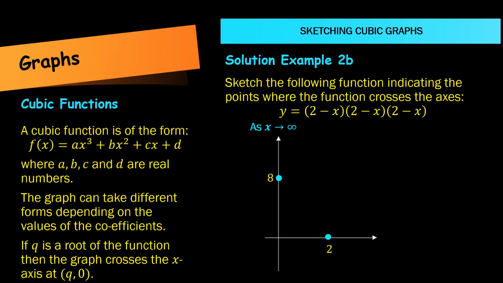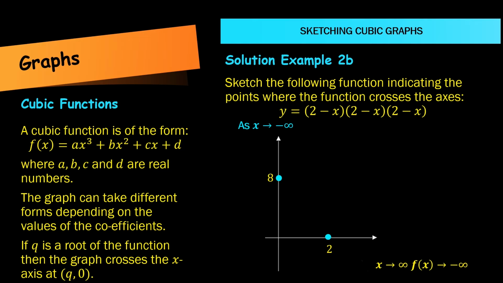As x tends to infinity, each part, or 2 minus x, tends to minus infinity. So when we cube 2 minus x, we have that f of x tends to minus infinity too. So as x tends to infinity, f of x tends to minus infinity.